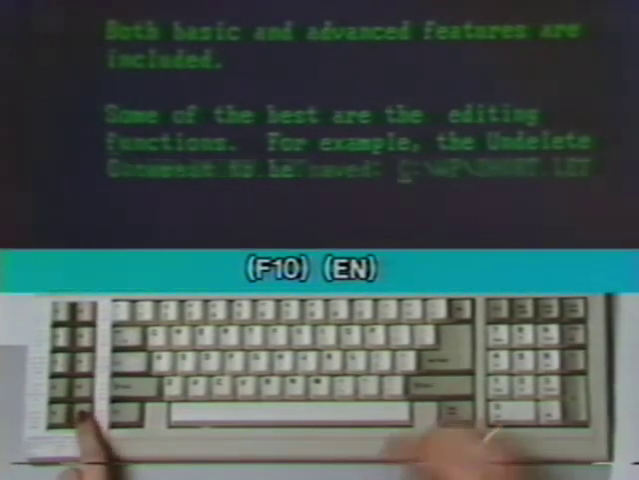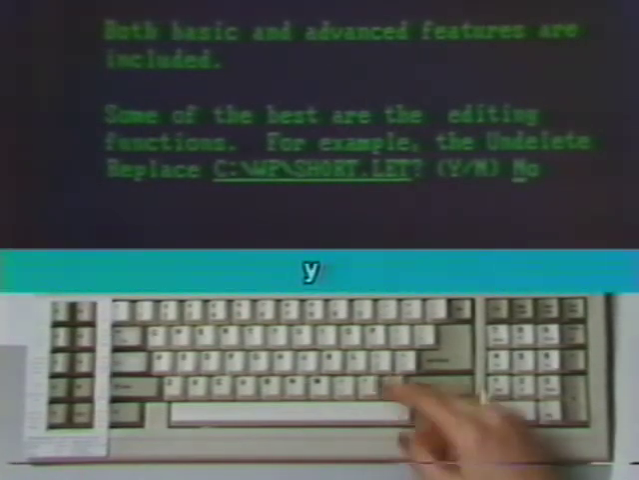WordPerfect has certain reserved file extensions. Always avoid using them for your documents. Veteran users save their work every 15 minutes or so in case of power failure. To save the same document again, press F10 and Enter. A prompt to replace the previous copy appears on the status line. Press Y and the save commences.